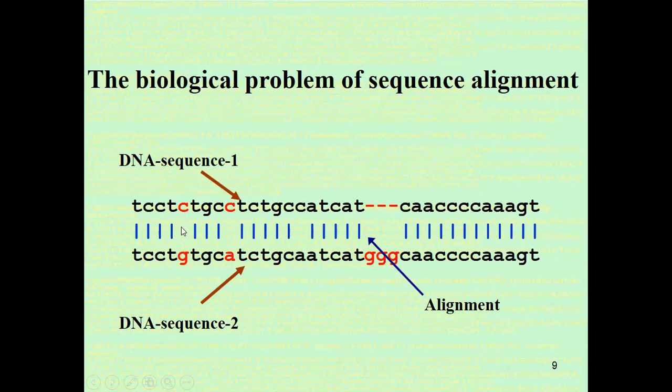So it is a mismatch. It is not a match. However, C and C is a match. Then we again have a mismatch, and here we also have a mismatch. Then we have a gap, because here we have GGG and there we have a gap.